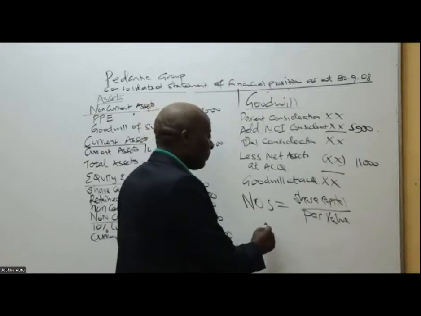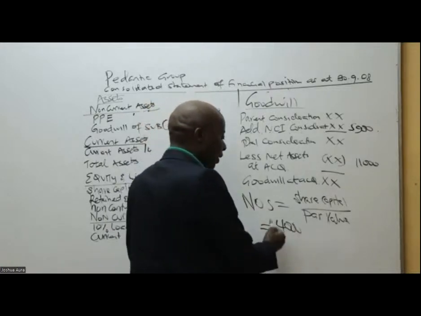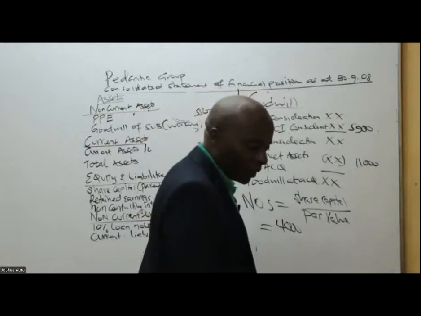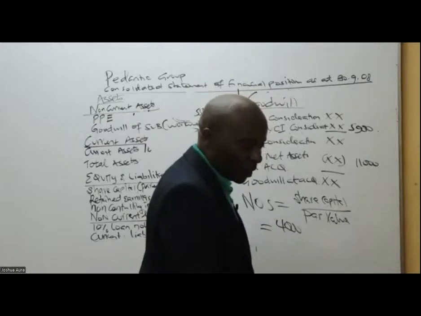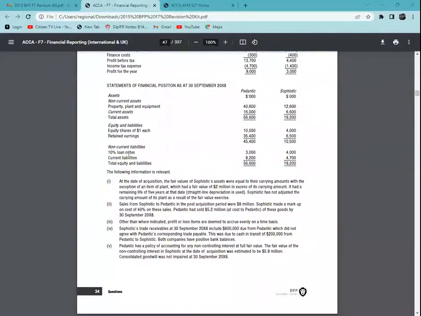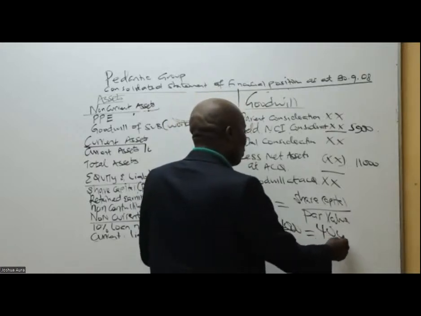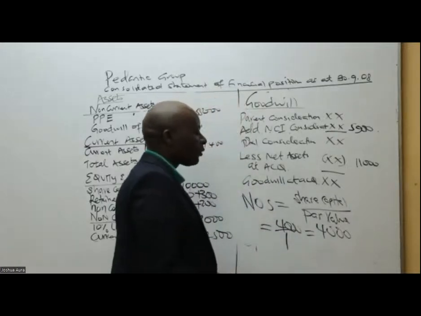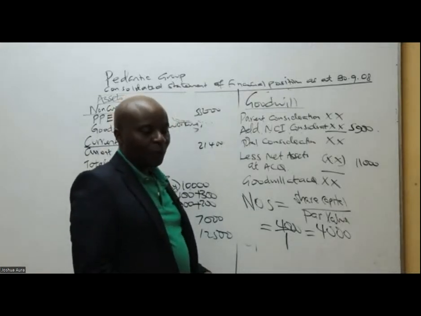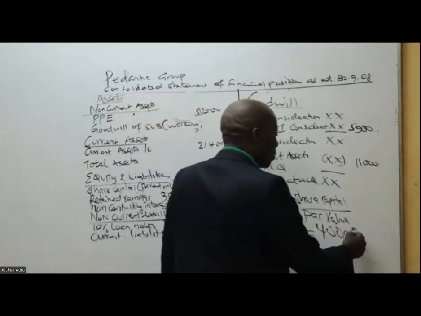You can see the share capital of the subsidiary is 4,000. And the par value has been given here as $1. So in this case, divide by 1. The number of ordinary shares of this subsidiary is 4,000 shares.